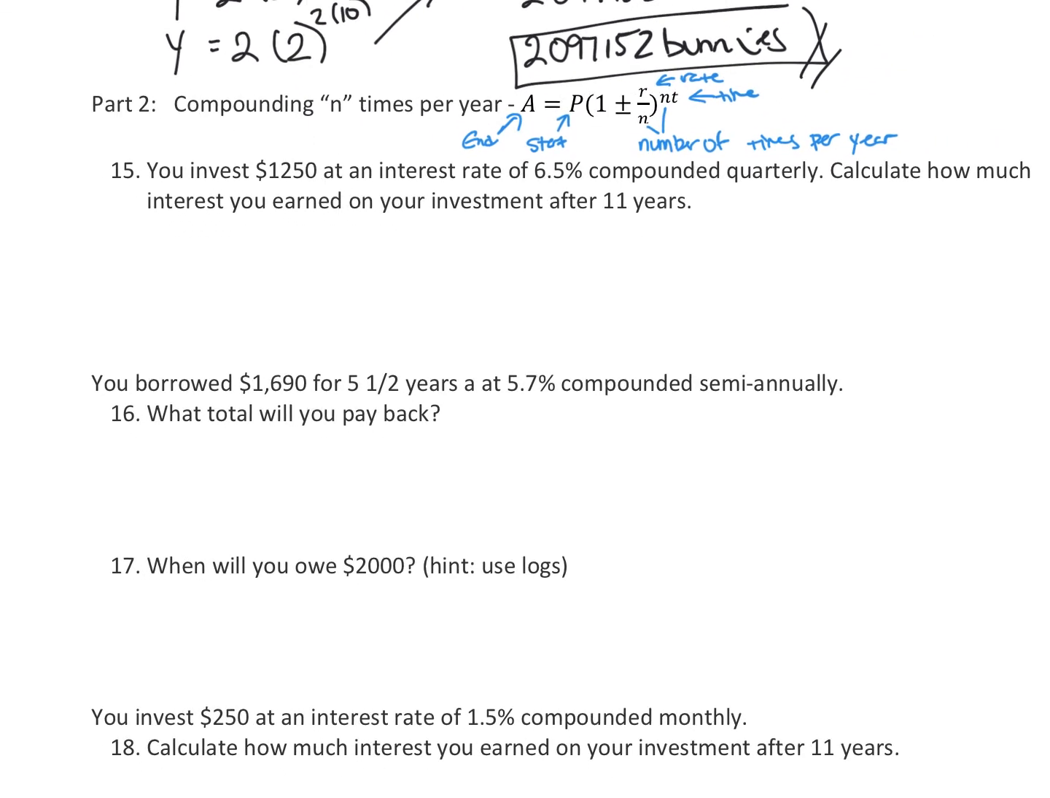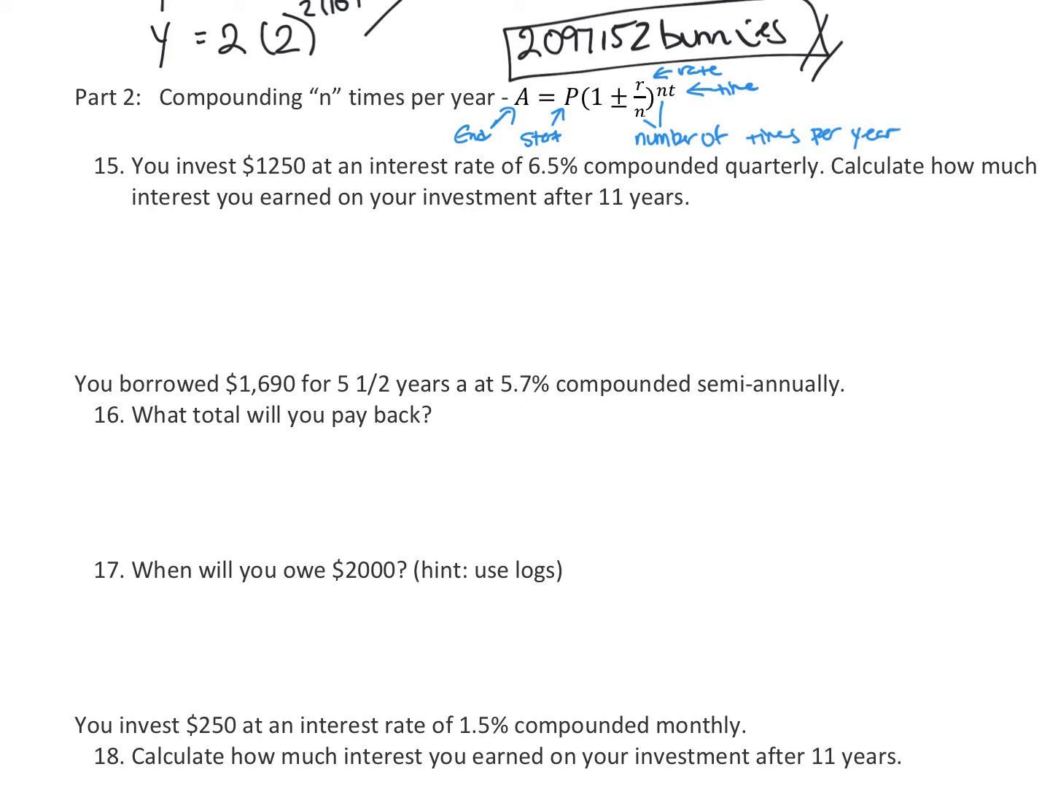So let's take a look at number 15 to see what that might be like. So let's see, it says you invested $1,250 at an interest rate of 6.5% compounded quarterly. Calculate how much interest you earned on your investment after 11 years.